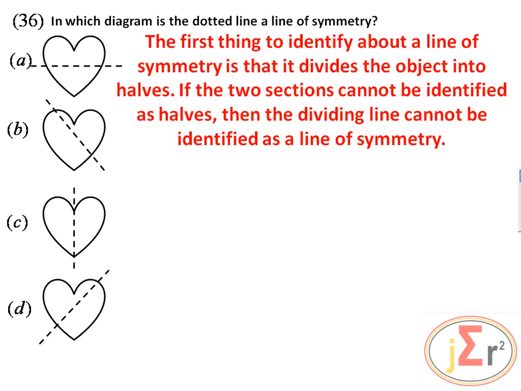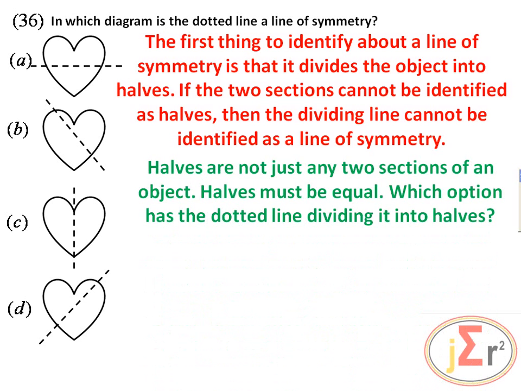However, if the other options as we have there do not have their objects divided into halves, then we are sure that they do not contain a line of symmetry. So we may eliminate options A, B, and D because the dotted line does not divide them into halves. So first, they will have to be divided into halves. If the two sections cannot be identified as halves, then the dividing line cannot be identified as a line of symmetry.